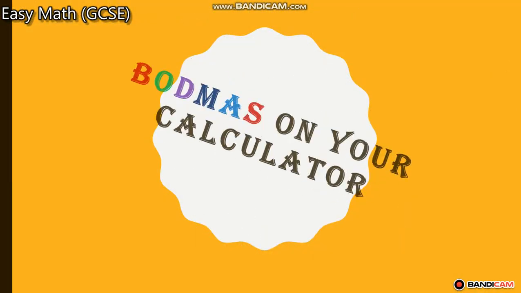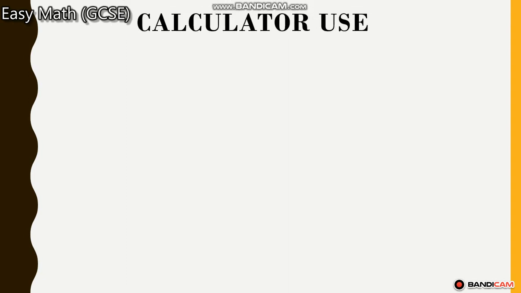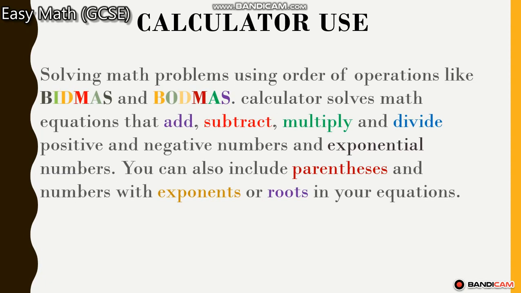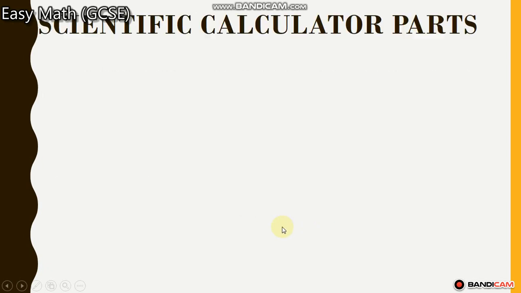So, order of operations BODMAS on calculator. Now, first, what is the use of calculator? Solving math problems using order of operations like BODMAS. Calculator solves math equations that add, subtract, multiply, and divide positive and negative numbers, which means integers, and exponential numbers. You can also include parentheses or brackets and numbers with exponents or roots in your equations.